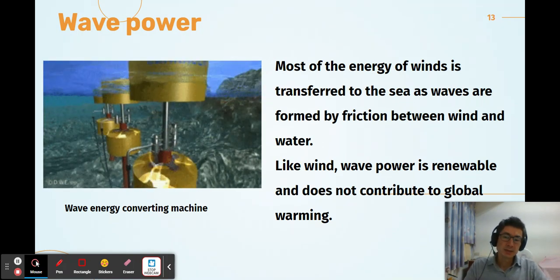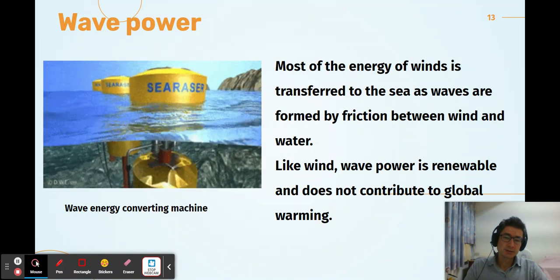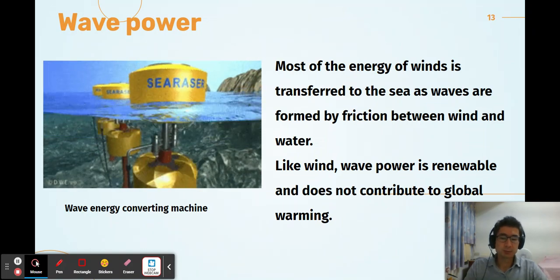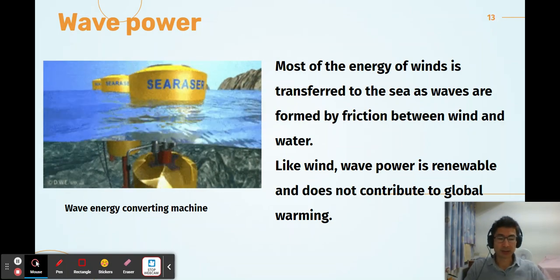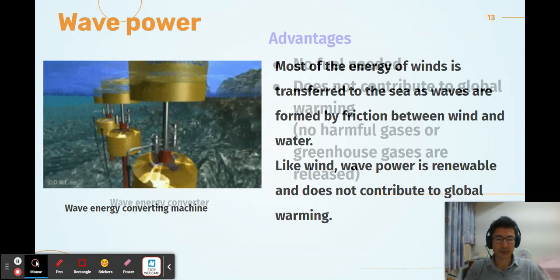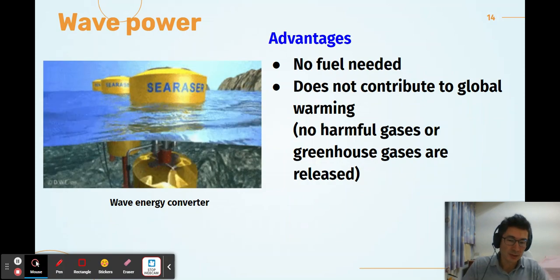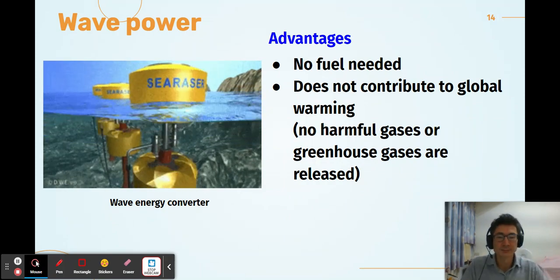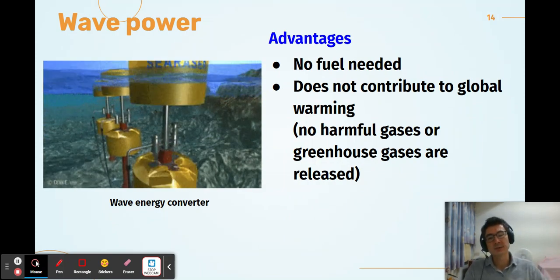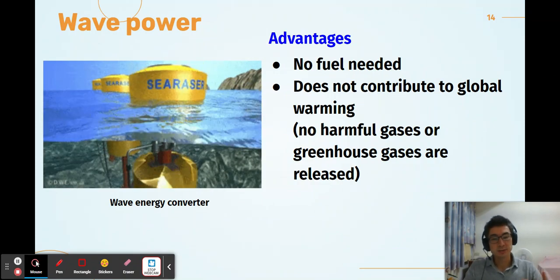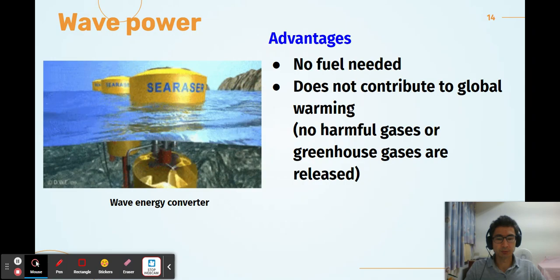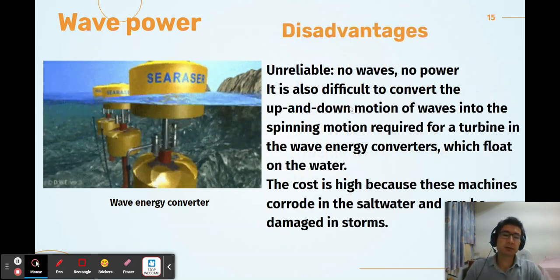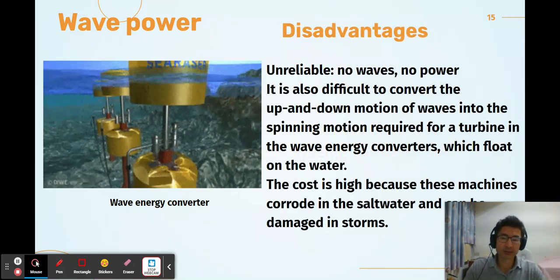And waves, again, like wind, are renewable. It's renewable and does not contribute to global warming. But again, there are disadvantages as well. So advantages, again: no fuel needed, and no harmful gases are produced or emitted. And the disadvantages will be, again, they are unreliable.